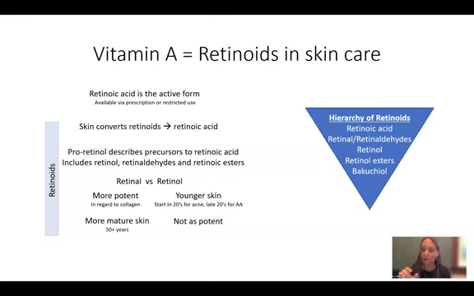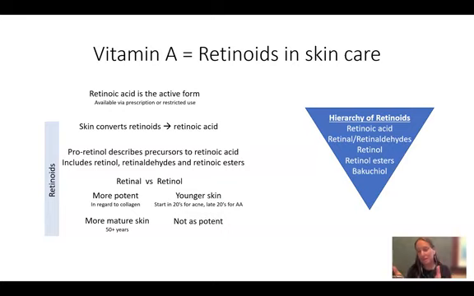And then retinol esters, obviously you can see there it's retinol with an ester at the end. So that's converted to retinol. The retinol is converted to retinal, or the retinaldehydes, which is converted to retinoic acid. And retinol esters, you've probably seen these a lot. This is like retinol palmitate.